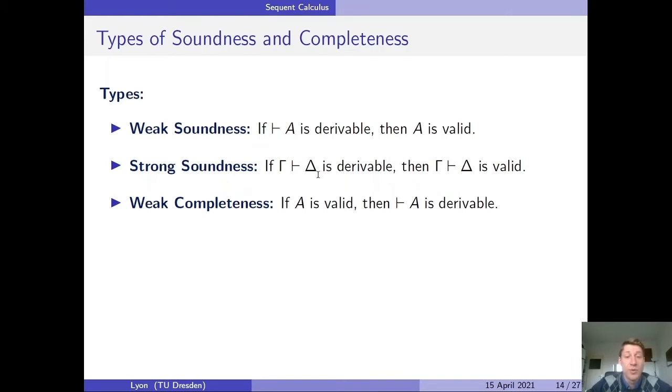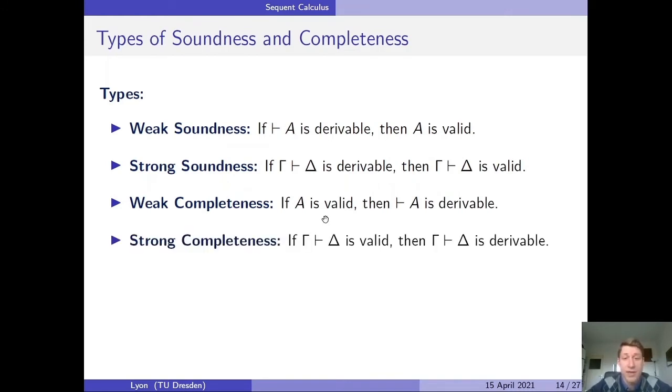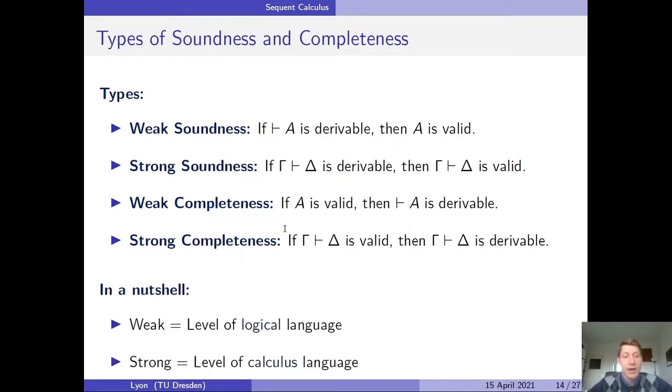We also have a similar relationship regarding completeness. Weak completeness says that if a formula is valid, then it's derivable in your calculus, and strong completeness says that if you have a sequent being valid, then it is derivable in your calculus. Again, just like with soundness, strong completeness implies weak completeness. Now, in a nutshell, what this means is that if you use the adjective weak, you have soundness or completeness with respect to the logical language, and if you use the adjective strong, then you're talking about soundness and completeness relative to the language of your calculus, which is relative to the set of sequents that are being used.